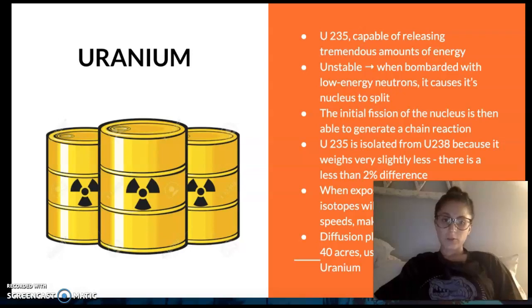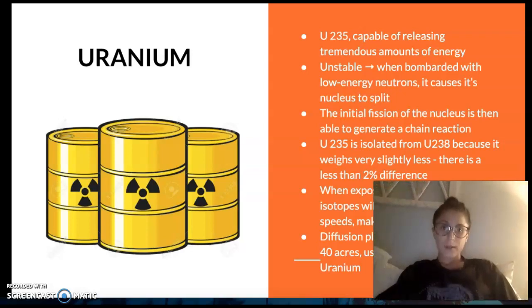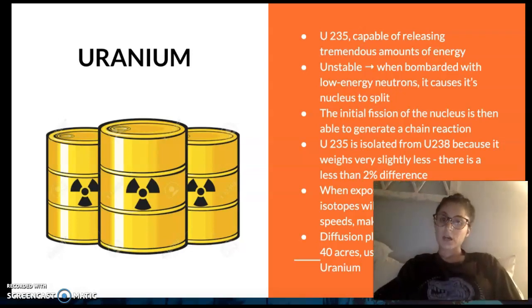So first I thought it would be kind of imperative to go through the basics of uranium. Basically U-235 is the form of uranium that is capable of releasing a lot of energy, and this is an unstable isotope, so when it is bombarded with low energy neutrons it causes the nucleus to split, and the initial fission of the nucleus is then able to generate a chain reaction.